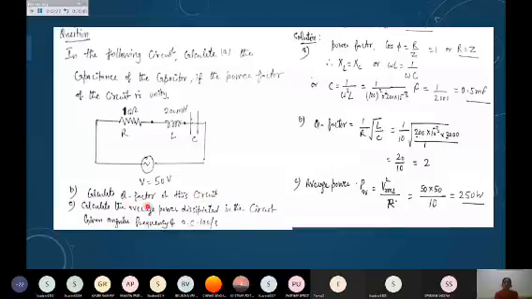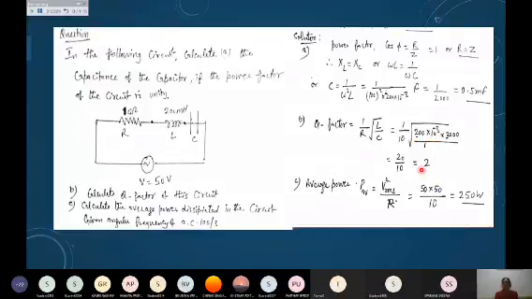The second part of this question is to calculate the Q factor of this circuit. You should be aware of the formula for the Q factor: Q equals 1 upon R times square root of L upon C. This is a formula you should know. Then you can put the values. R is given as 10 ohm, L is given again, and C you have calculated in farad, that is 1 upon 2000, because we will be working with SI units. Then I am getting the Q factor coming out to be 2.